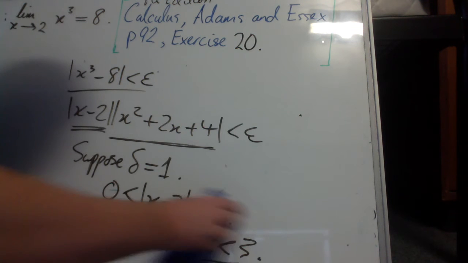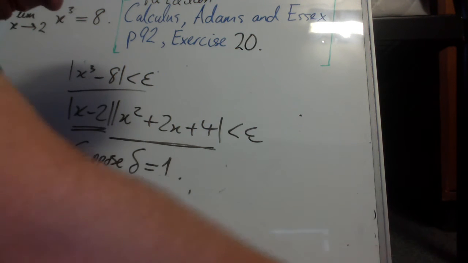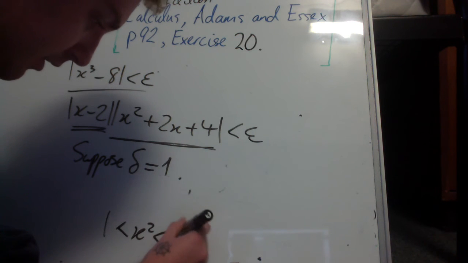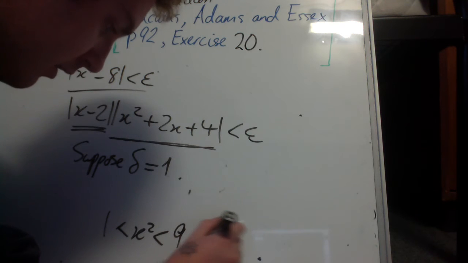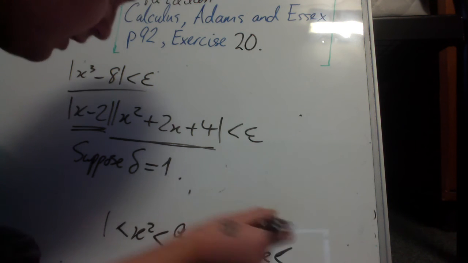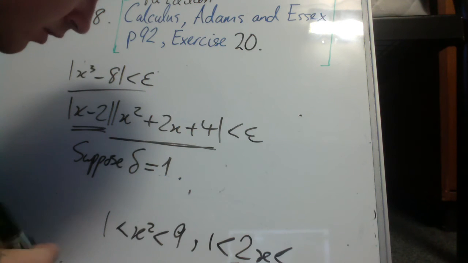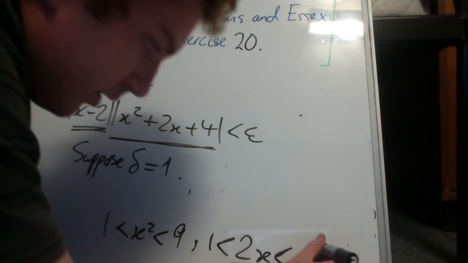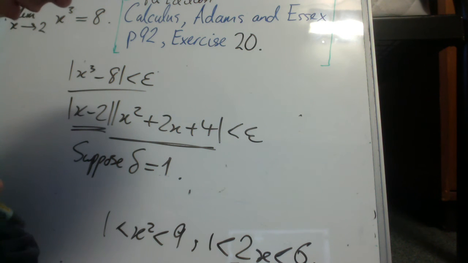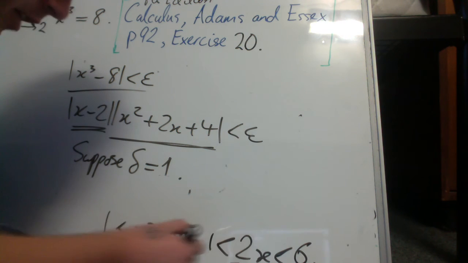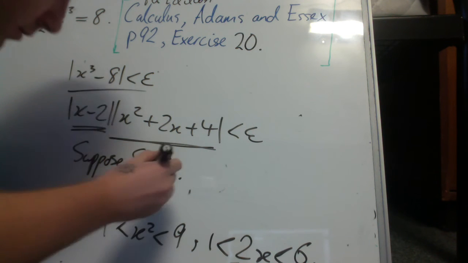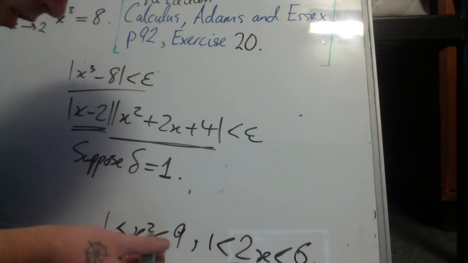So we square it: 1 < x squared < 9. And 1 < 2x < 2 times 6. Cool. Okay, so that's pretty good. Now what we're going to do is take the highest values, 9 and 6, and plug them in here. So 9 and 6.